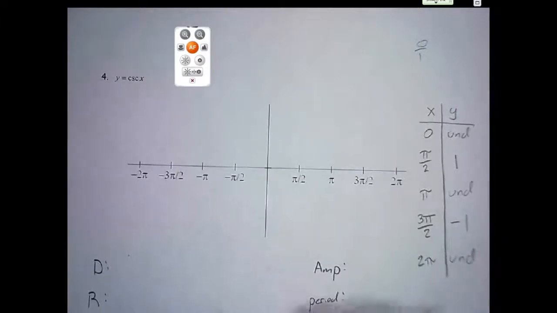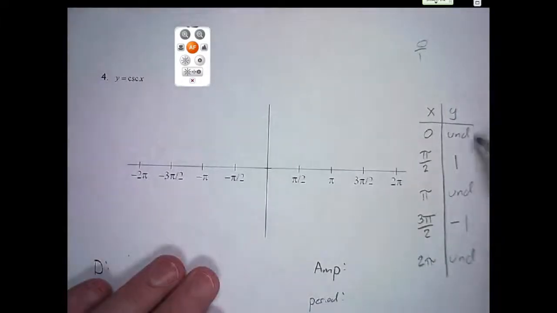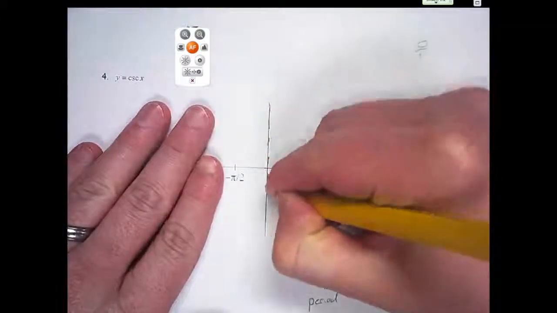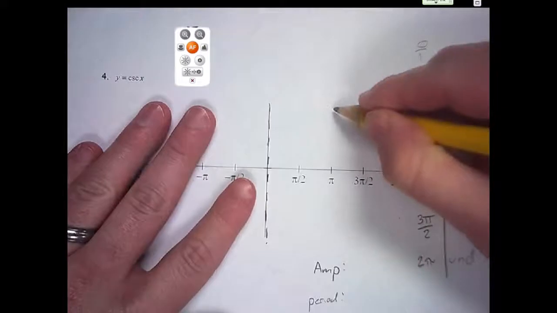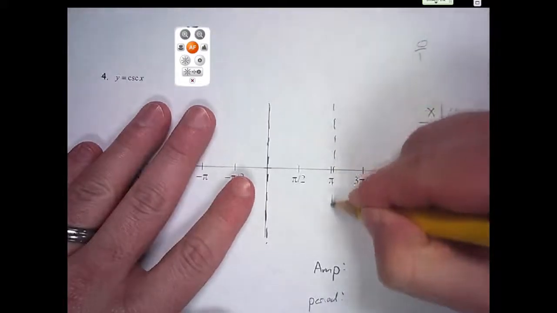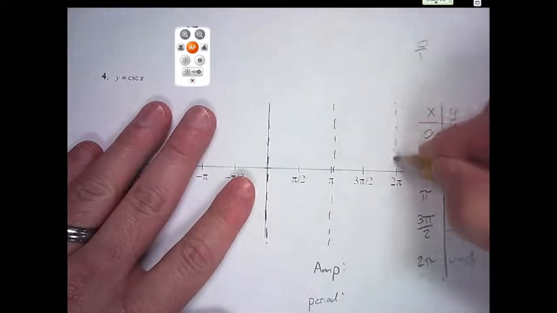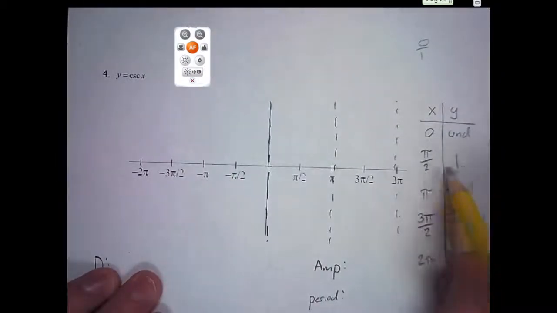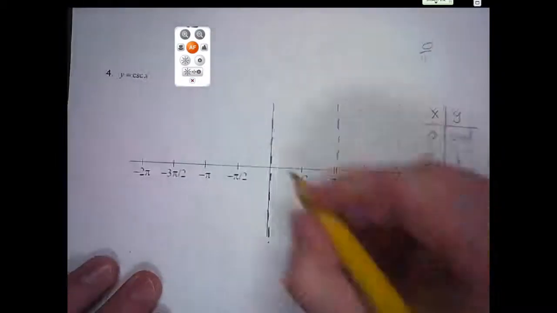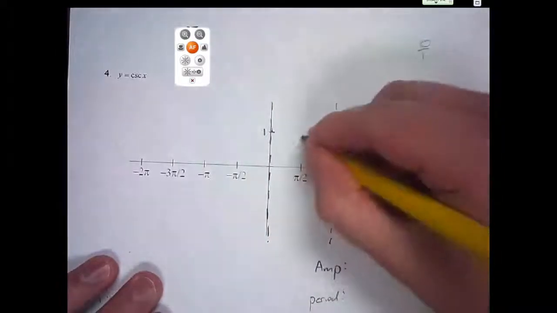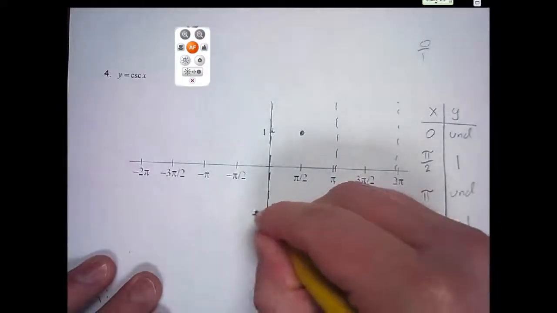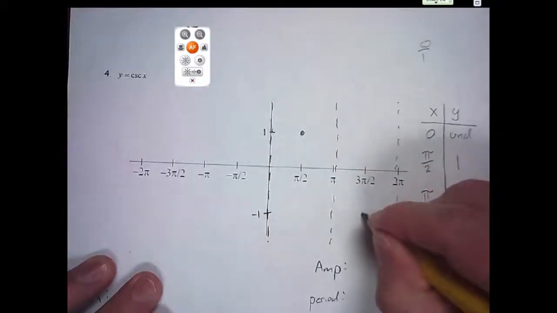So the first thing you want to do is just go through here and make your asymptotes. Remember, they are dotted lines going straight up and down. Just like that. And then we can plot our other points. So pi over 2, I'm at 1. So there's 1. At 3 pi over 2, I'm at -1. So I need a -1 over here. Just like that.